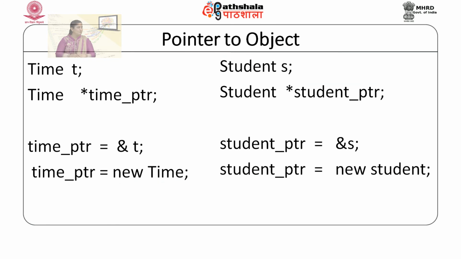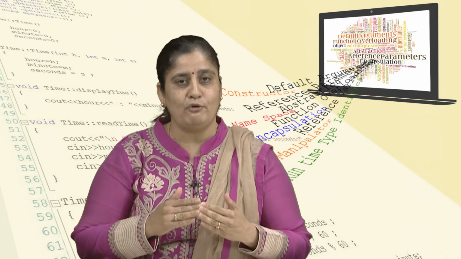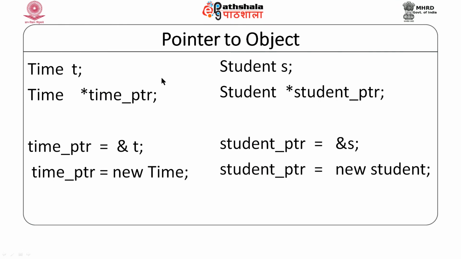Now, let us discuss a few more things about classes and objects. We can define a pointer to an integer, a pointer to a float, a pointer to a character. In a similar fashion, it is possible for us to define a pointer to an object. How do I define a pointer to an object? Almost in the same way as we define pointers to the built-in data types.